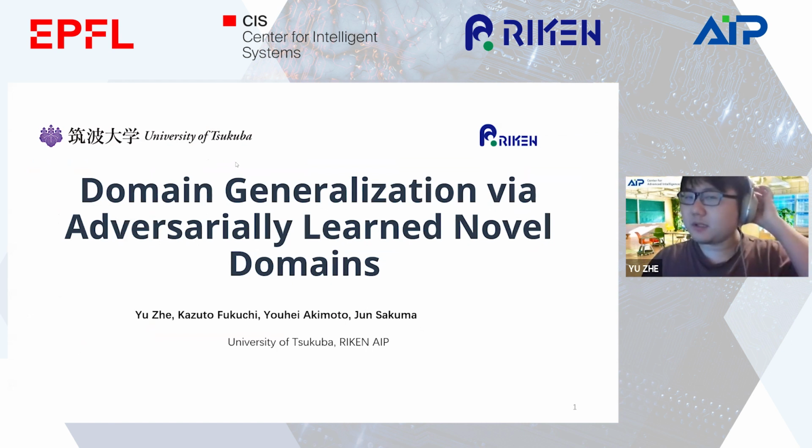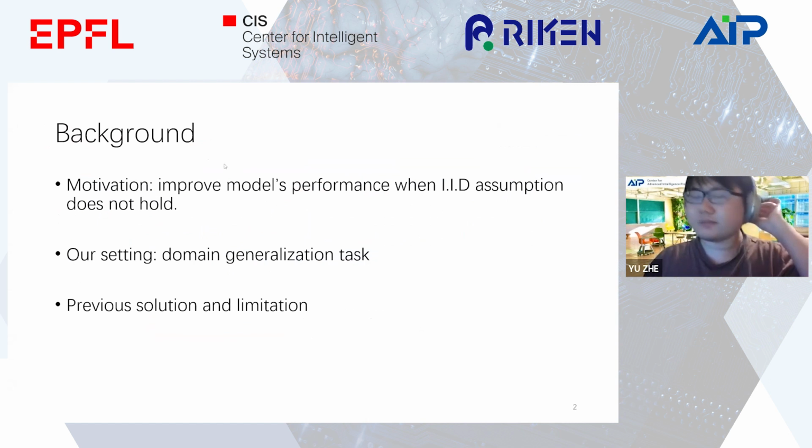I'm Yu Zhe. Today, I will introduce our work, domain generalization with adversarially learned label domain. The success of machine learning algorithms largely depends on assuming that the training data and test data are independent and identically distributed. We call this the IID assumption. However, in reality, the IID assumption may not hold.